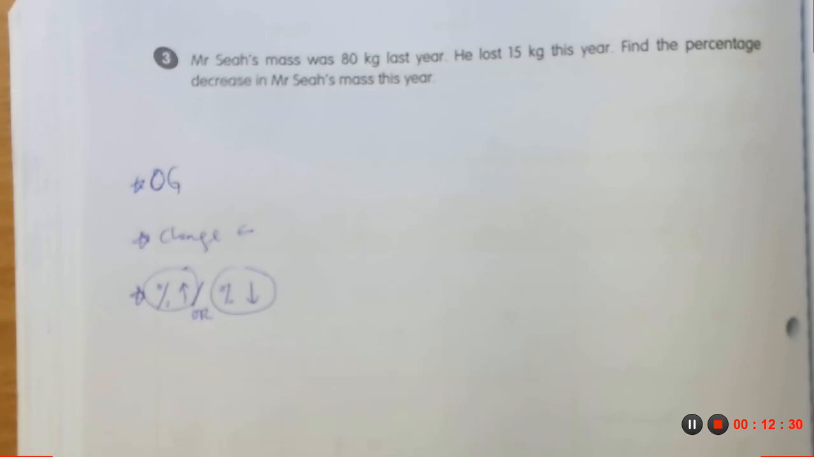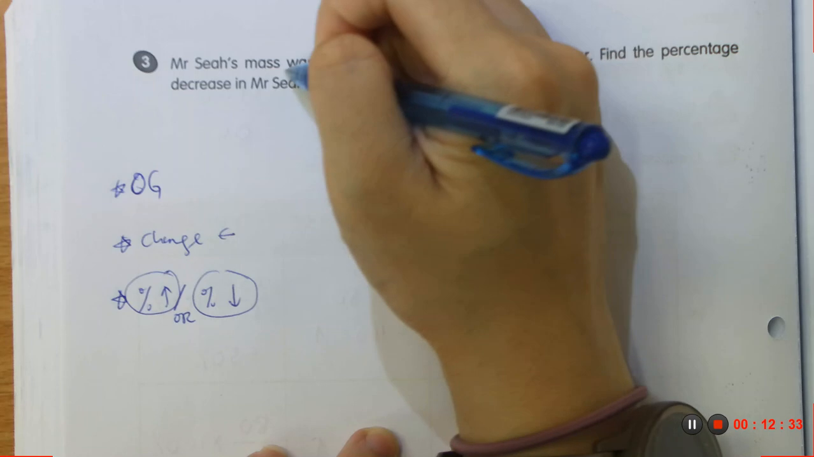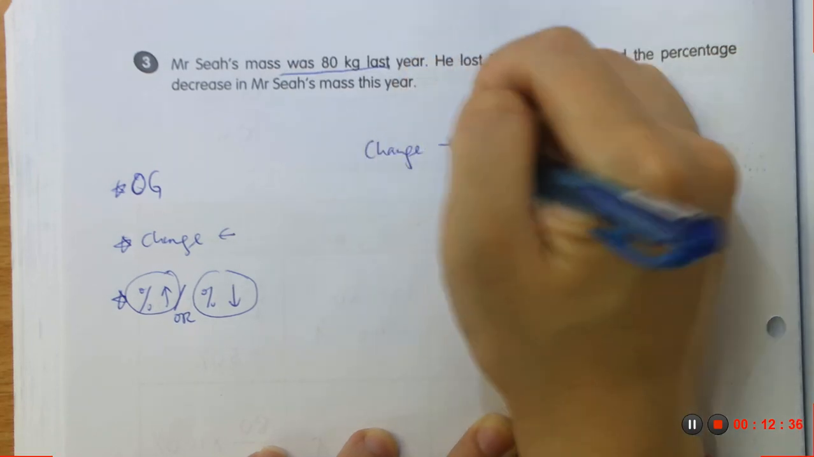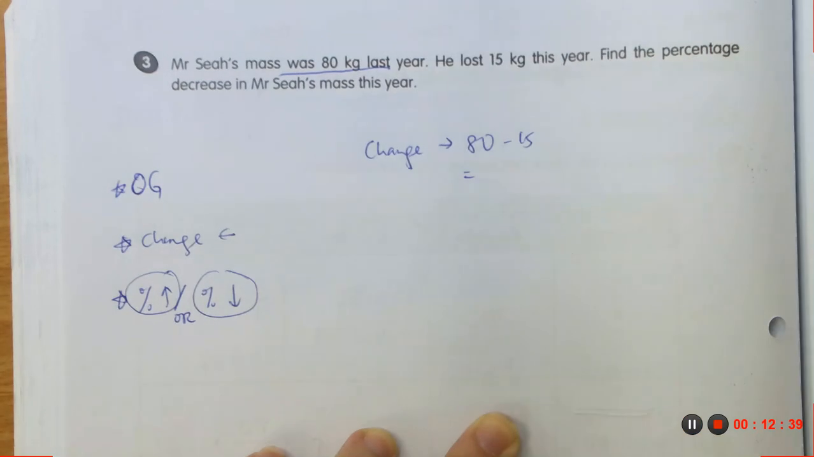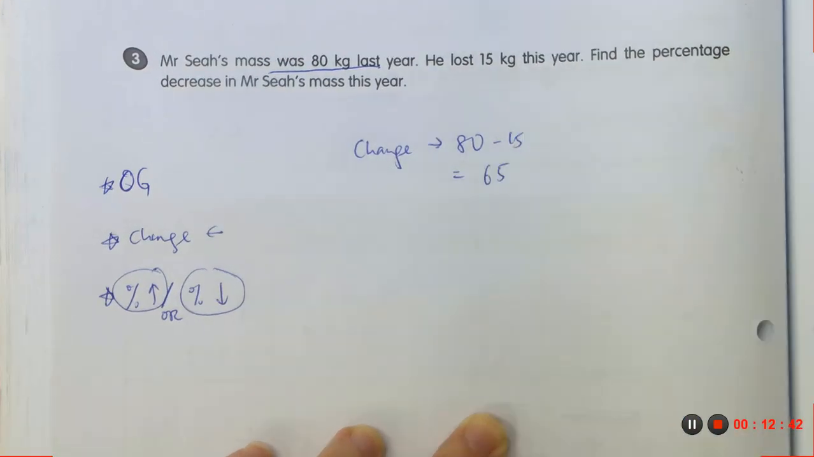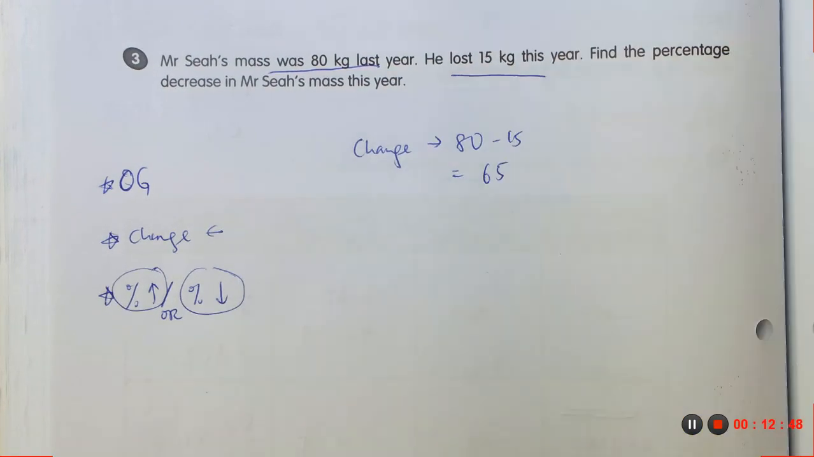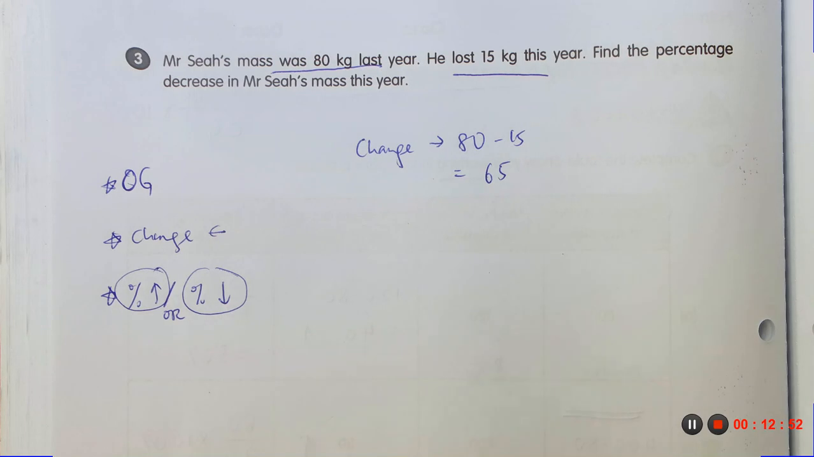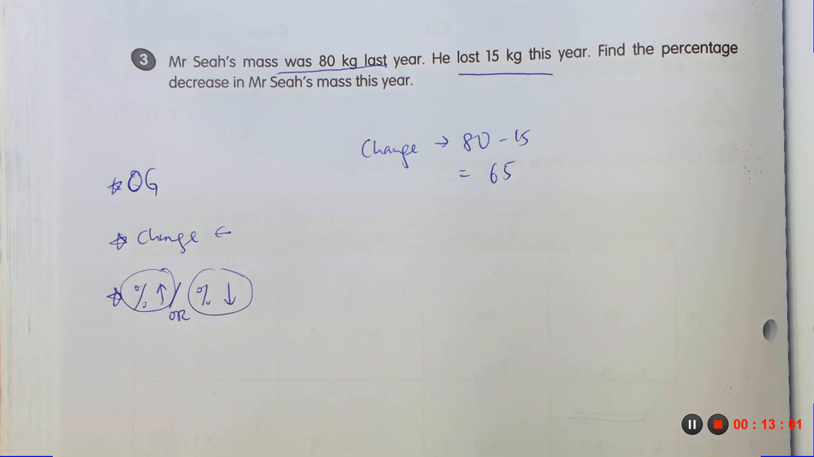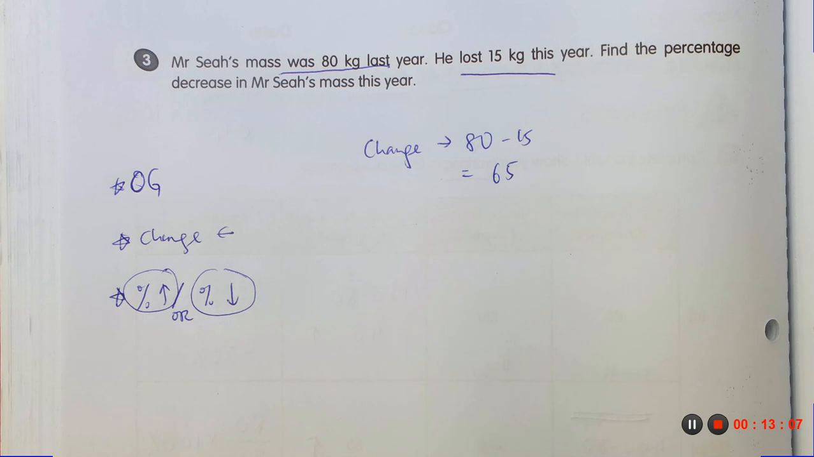First, we must find change, which is 80 minus 15. Okay, everybody, hold on. So the change is 80 kilogram minus 15 kilogram, which is 65 kilogram. Okay, and then I got the change. Is that the change? Are you sure the change is 65 kilogram? Is he now 50 kilograms? What's the change? Is the change 65 kilograms? Is he now 65 kilograms? Or is he now 50 kilograms?